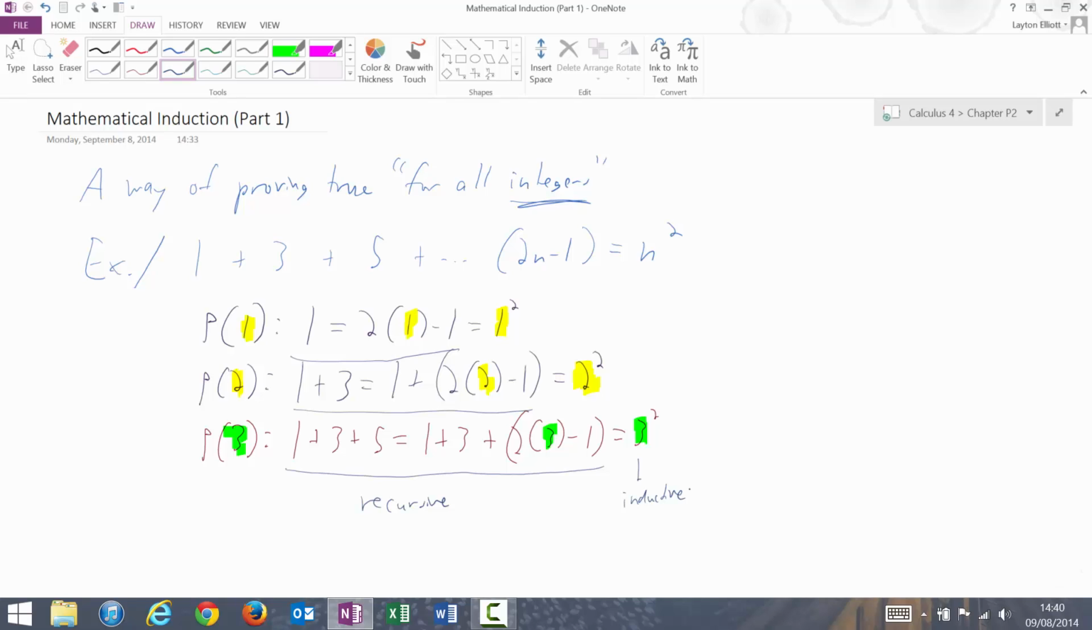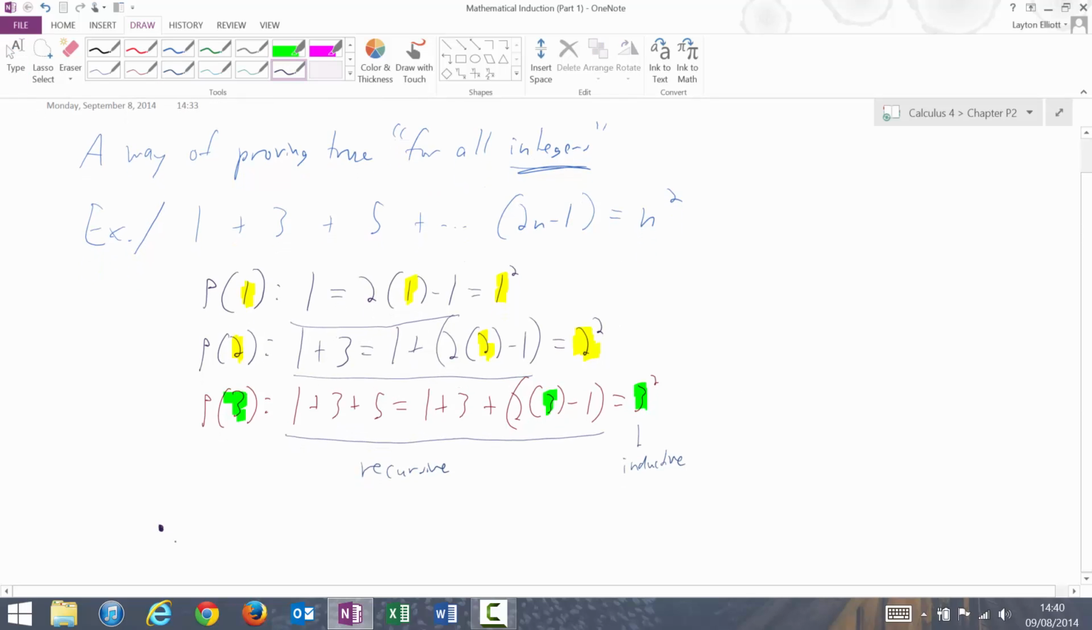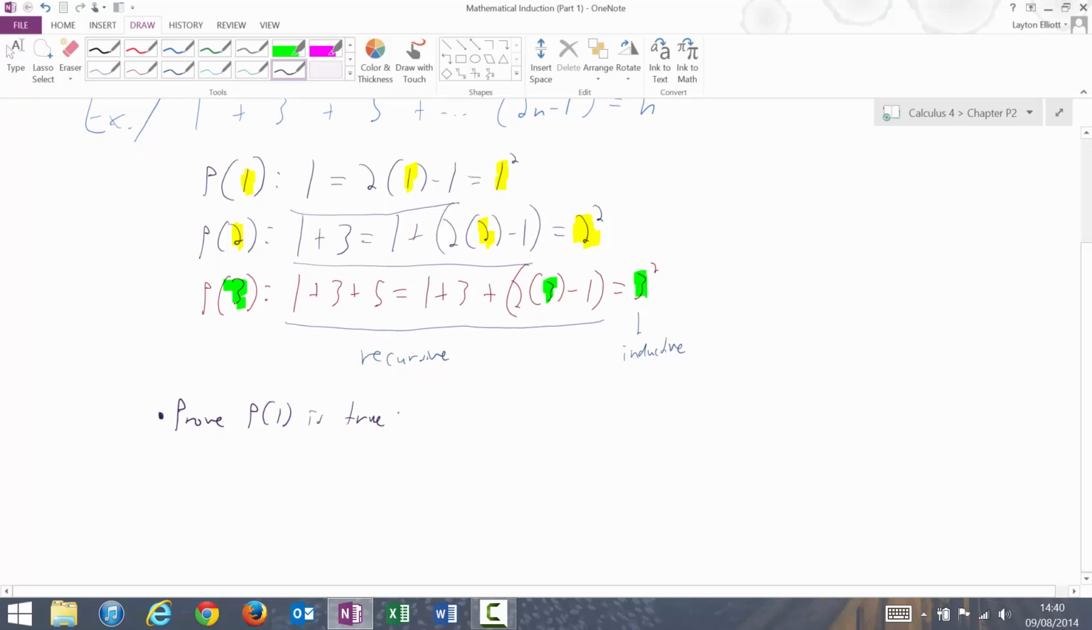Now, if we want to prove that this is true using induction, there's a very systematic way to do this. For the first step, you're going to prove that P of 1 is true. Well, that's trivial, because we showed that right up above: P of 1, which is the first term, is equal to 1 squared. So that part's done. The next step is to assume P of k is true and show that P of k plus 1 is also true.